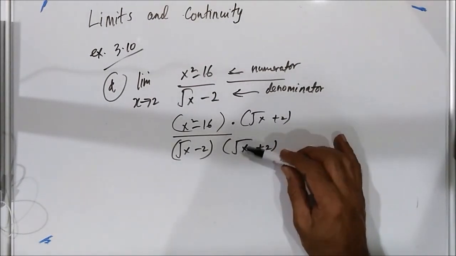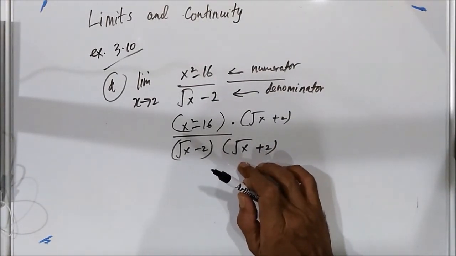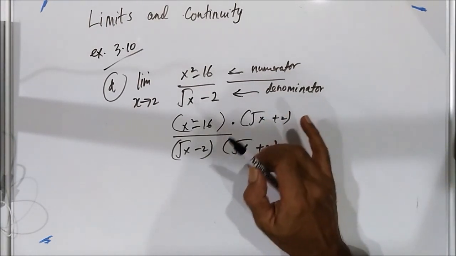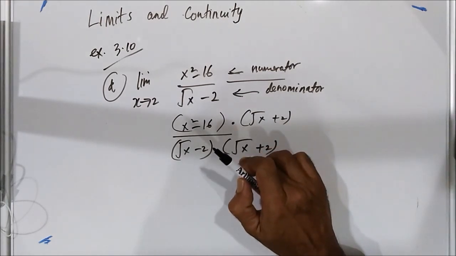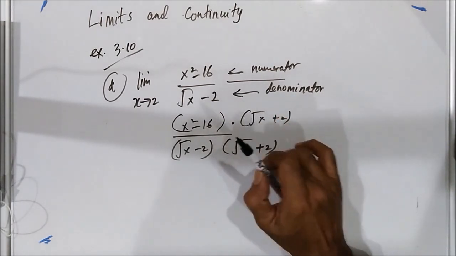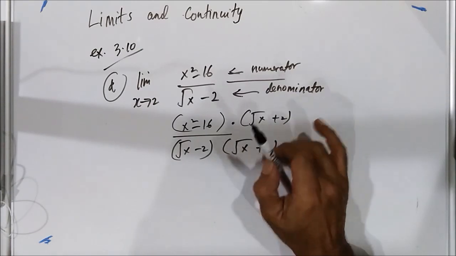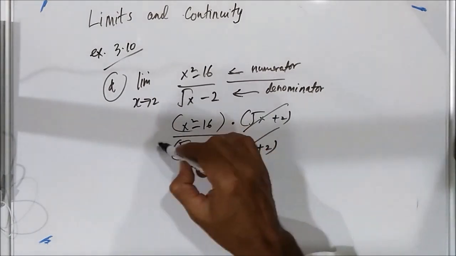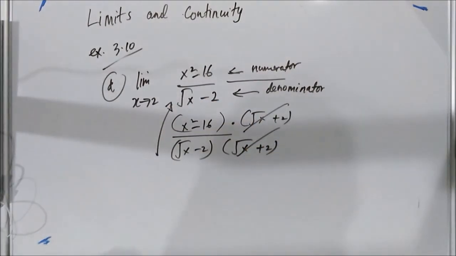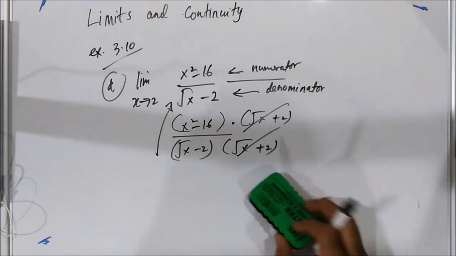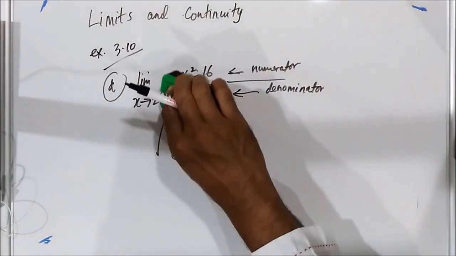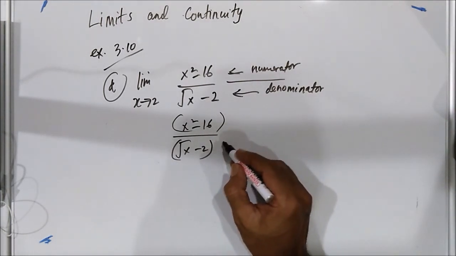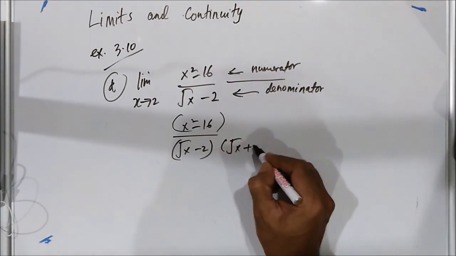You cannot just multiply the bottom without multiplying the top by the same value. So if you want to multiply the bottom by a certain value, the numerator also you have to multiply by the same value as the denominator. Then you can get the same thing. Now I do not want to cancel this one, because I want to get rid of this square root of x minus 2, so I just multiply the bottom by square root of x plus 2.